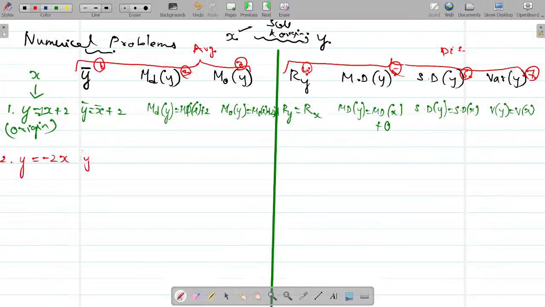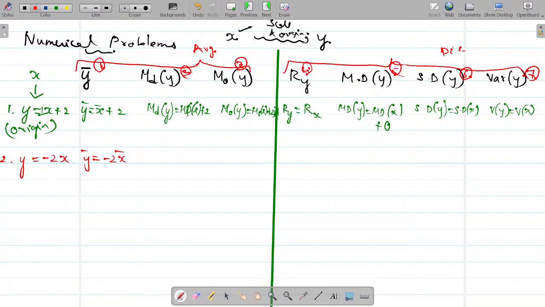Y bar. Arithmetic mean gets affected both by change of origin and scale. So y bar is minus 2 into x bar. Whatever you have, instead of x, substitute x bar. This is happening for arithmetic mean, median and mode. Only for measures of dispersion you should be careful.